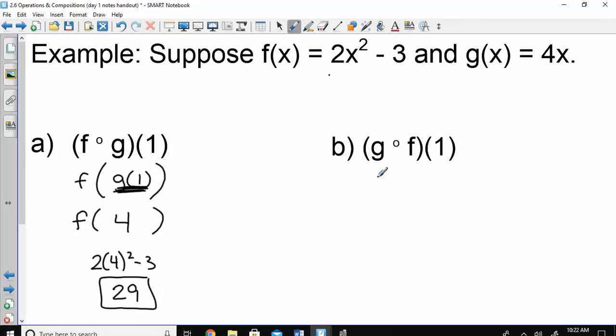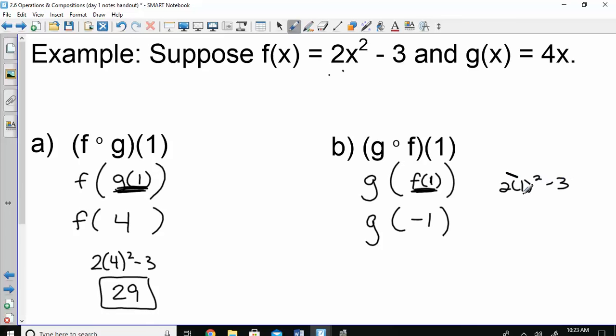So when I say G composed with F of 1, that's G of F of 1. So you start on the inside, F of 1. So if you go to function F and plug in a 1, what do you get out? Negative 1. So we have 2 times 1 minus 3. How do you get negative 1? So I plugged a 1 into F. So that gives me 2 minus 3. Now I plug a negative 1 into G. So 4 times negative 1 is negative 4.